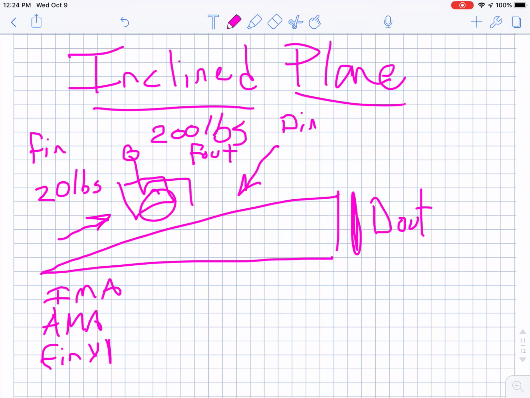Fin times Din equals Fout times Dout. You could be given 3 of those 4 and have to solve for the 4th one. And IMA, you're going to have to recognize where Din and Dout are, and AMA, you're going to have to recognize where Fout and Fin are. That is why it's so important to make sure you recognize those. If you're having issues with that, please go back and watch, I believe it's the ins and outs video.